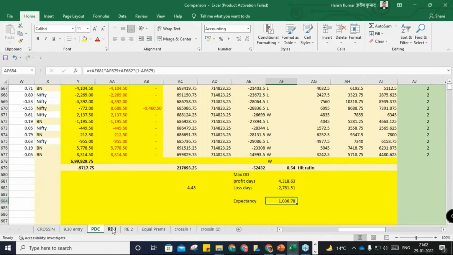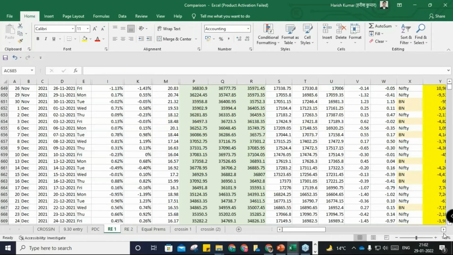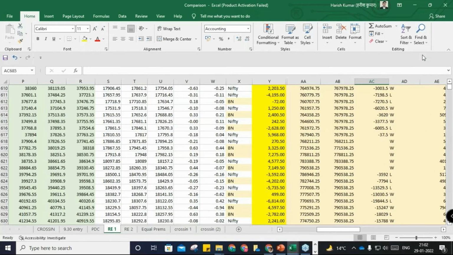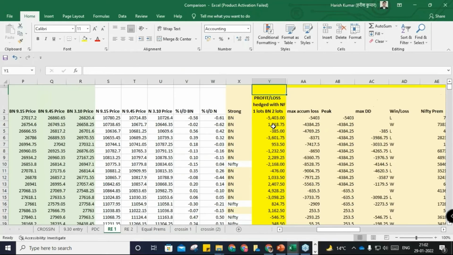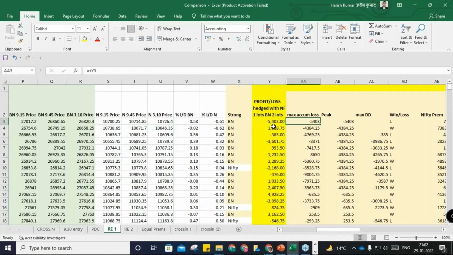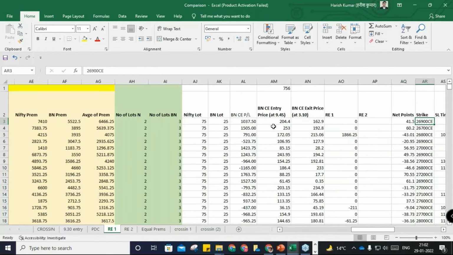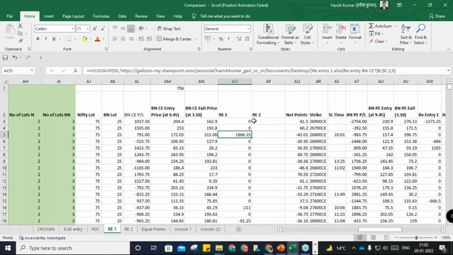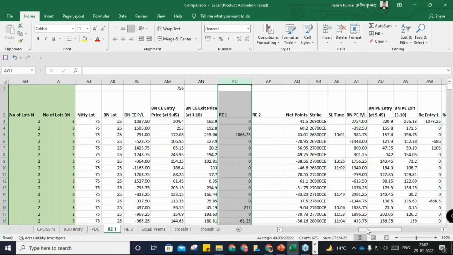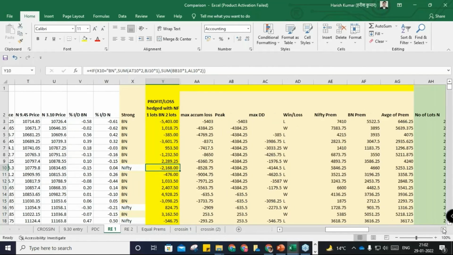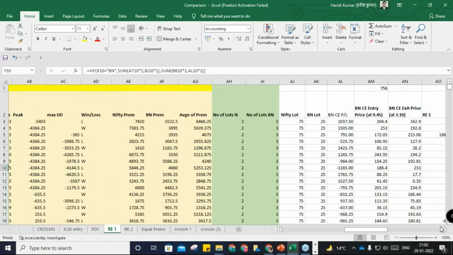Then again, suppose I take the re-entry, and everything remains the same, my entry, exit, stop loss, everything. So what I'm doing, I'm taking re-entry here. I have included the profit of one re-entry here. This one, 27,000. Not 27,000, it should be some other.